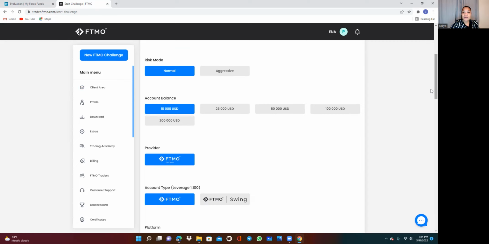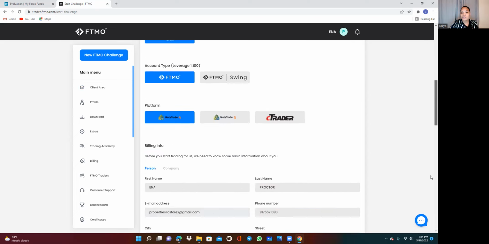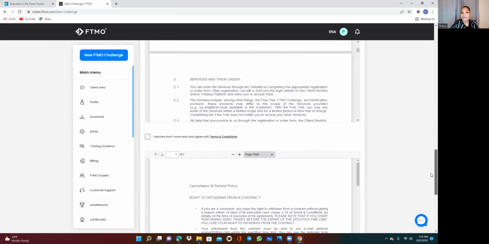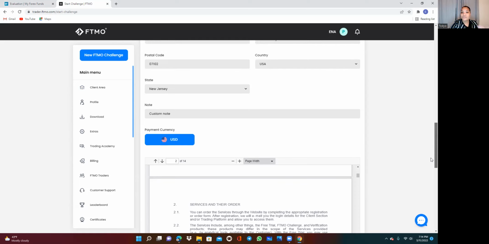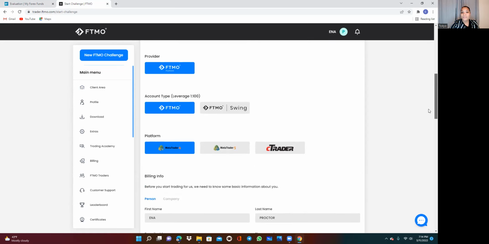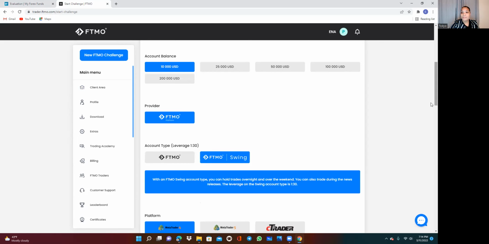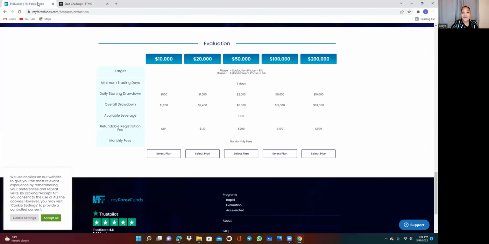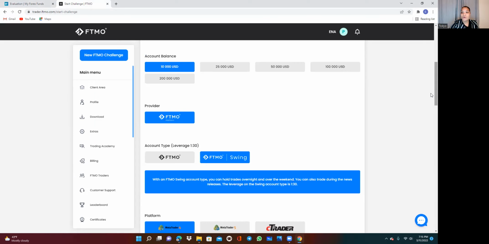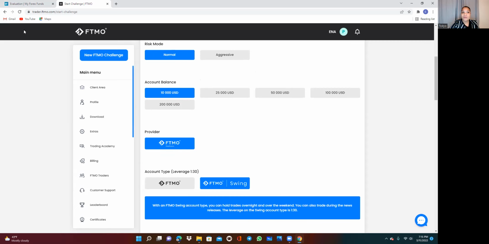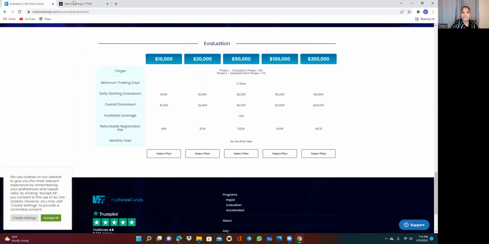You still get a payout within 14 days after you complete phase one and phase two, with your original payment back. Just like My Forex Funds, after you pass phase one and phase two and you go live, you get your money back. And I think people like the fact that you can trade with FTMO on MetaTrader 5 and cTrader. I'm not sure about My Forex Funds.